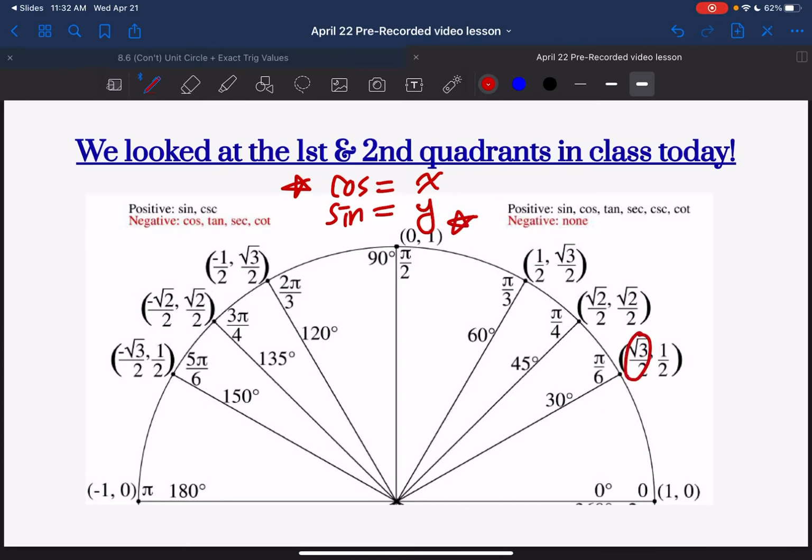So the first number is always x, which means the cosine value. And the second number, which is your y coordinate, will always be your sine value. That's all you have to know. And once you have completed the unit circle, it's pretty much easy. Okay, so that's the first and second quadrant.